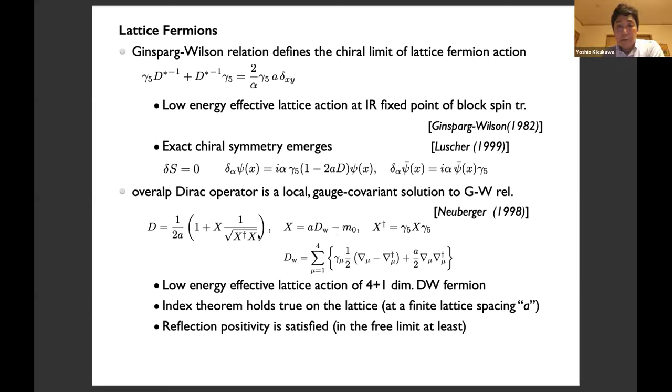Yes, as far as we consider the Dirac fermion, if we consider the Wilson-Dirac operator like this, it has a complex conjugate relation using gamma 5, like this. And since D is defined in terms of X, the overlap Dirac operator itself satisfies a similar relation. It follows that the functional determinant is real by this relation. Okay, very good, thank you.